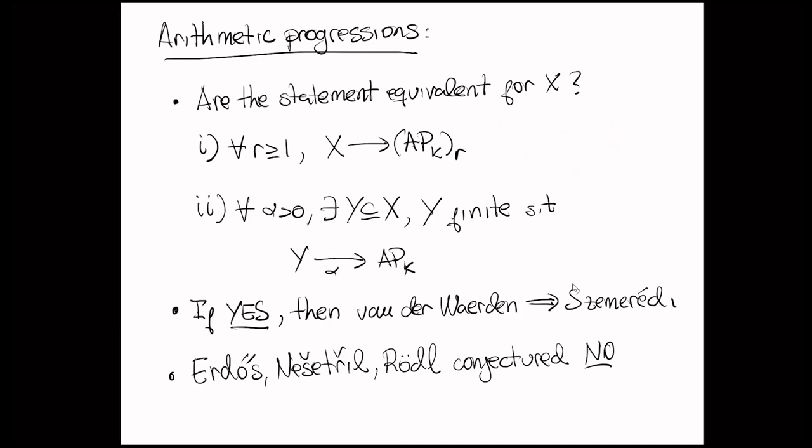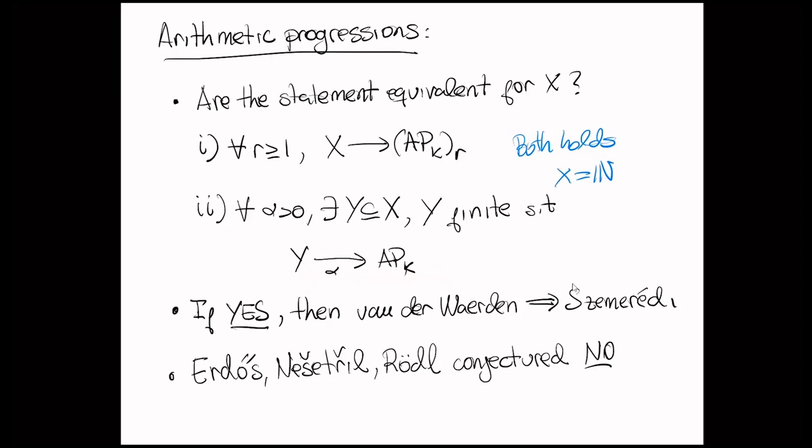And the second statement is: for every alpha, there exists a finite Y such that no matter how I take an alpha proportion of Y, I obtain an arithmetic progression of length k. Notice that these statements both hold when X is equal to N. Because when X is the integers, the first statement is exactly van der Waerden's theorem, and the second statement is exactly Szemerédi's theorem.